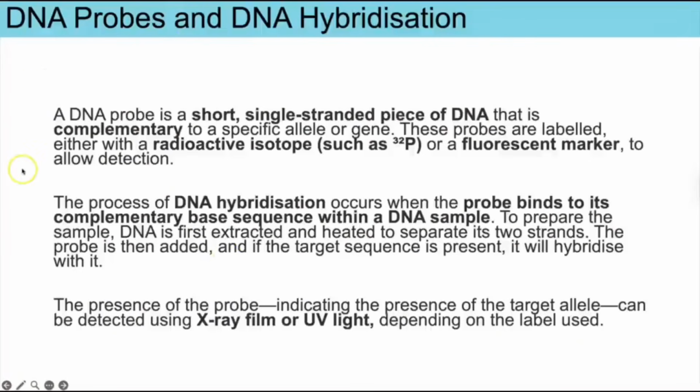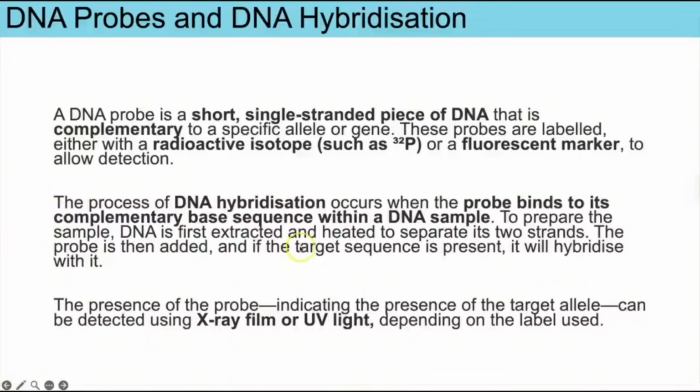So a few key terms as well that you need to be aware of. DNA probes, so this came up in the exams this year. They needed to define what a DNA probe is, and a lot of students struggled. A DNA probe is a short, single-stranded piece of DNA that is complementary to a specific allele or gene. Those probes are also labelled, usually with a radioactive isotope or fluorescent marker, to allow detection.